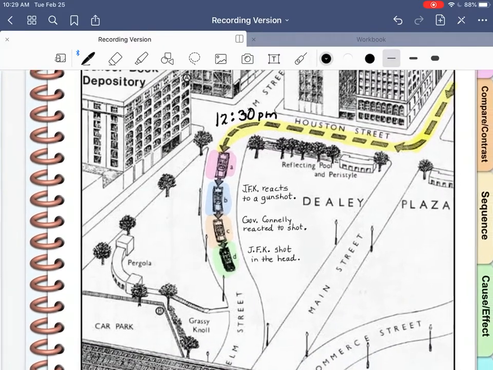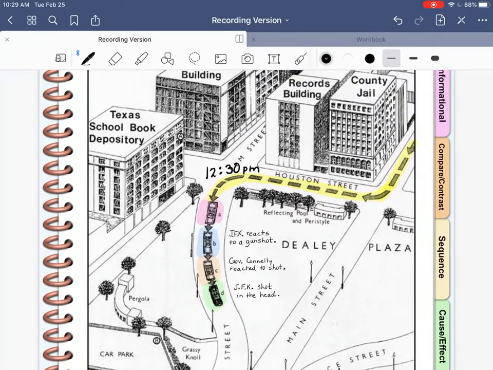Okay, so looking at this picture, the convertible comes down Main Street, makes the turn onto Houston, and then onto Elm. At the blue point, point B, the president realizes he has been shot. At point C, the governor realizes he too had been shot. And then at point D, the second shot hits the president in the head.